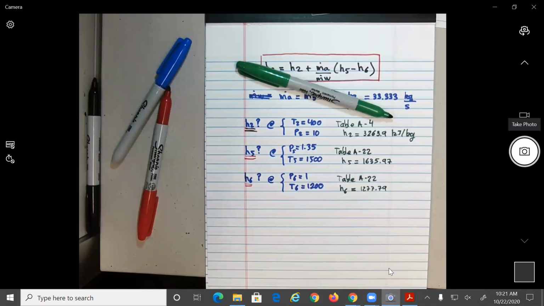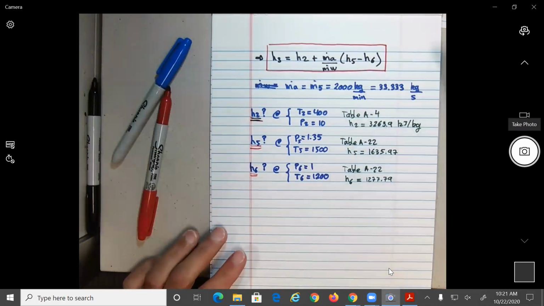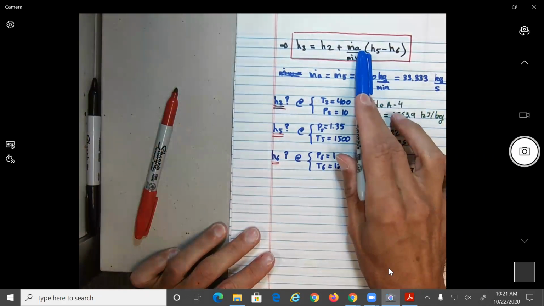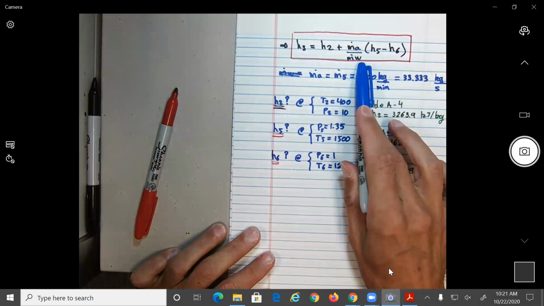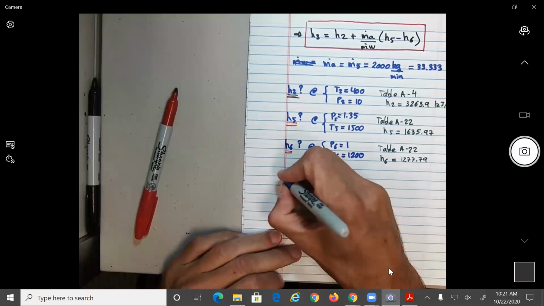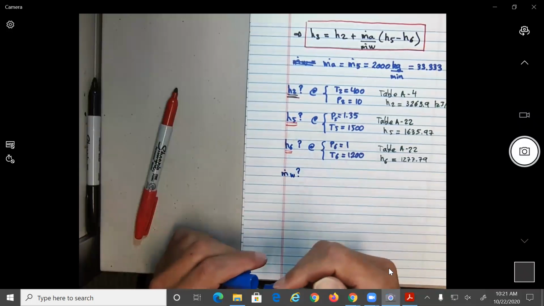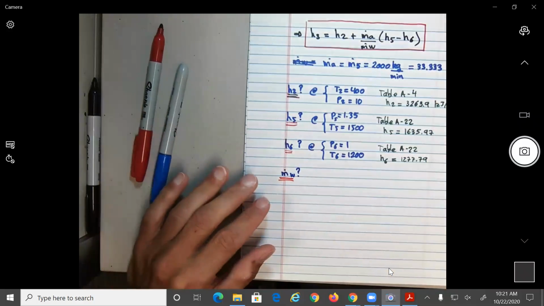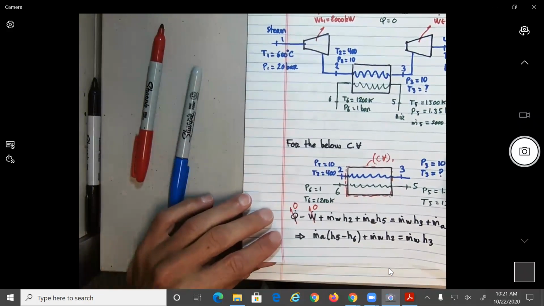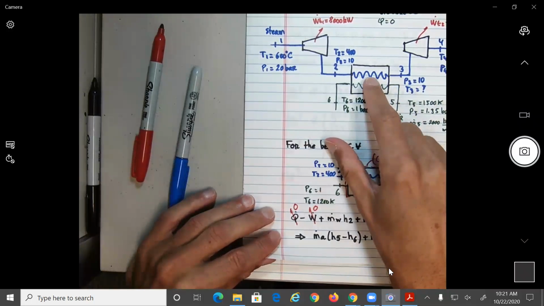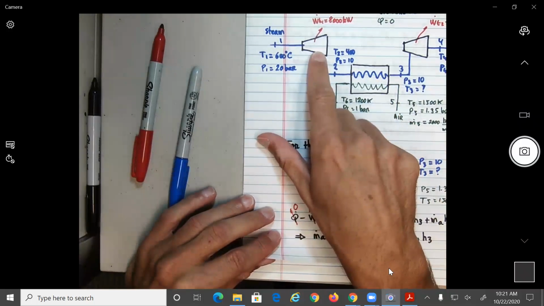Okay. So now we have everything over here on this problem, but now what we are missing is the mass flow of the water. We're missing the M dot W, this one over here. In order to do that, you could redo everything from here, but it's going to be easier if you just look at the turbine one.